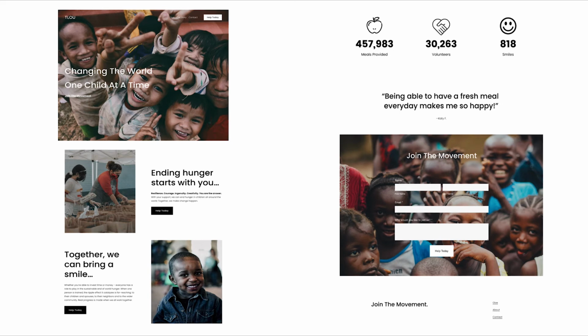I started with the image, the header, and decided to try to touch on the emotions of the kids that were actually being fed. I had first contemplated having two completely different designs. One design would touch more on the emotion of the user and have happy kids smiling, making a difference, using slogans like "ending hunger starts with you," "together we can bring a smile."